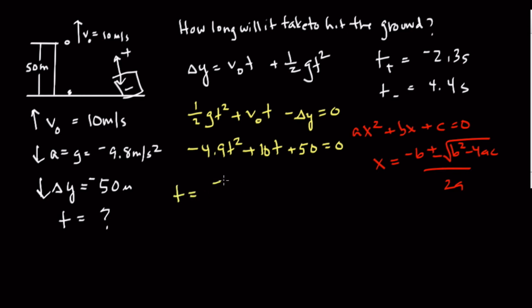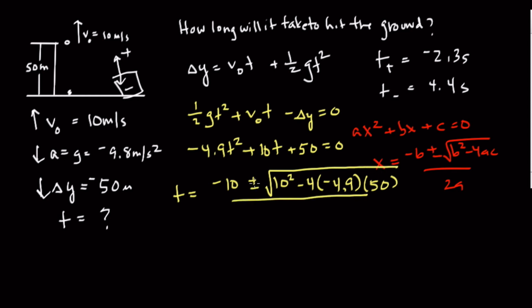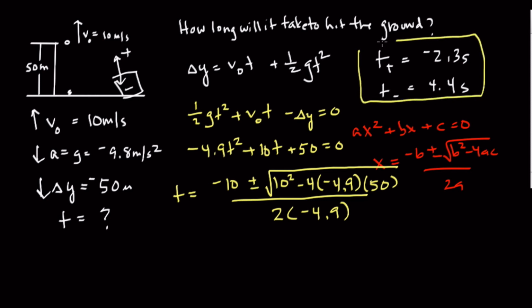T equals negative 10 plus or minus the square root of b squared, which is this 10, minus 4 times minus 4.9, right? This a term is negative 4.9 times c, which is 50. Put all of that under a radical, all over 2 times negative 4.9. Now, if this is how you set it up, and you did not get these answers up here, then you are messing up entering it into your calculator. Try to figure it out. We'll do one more problem.